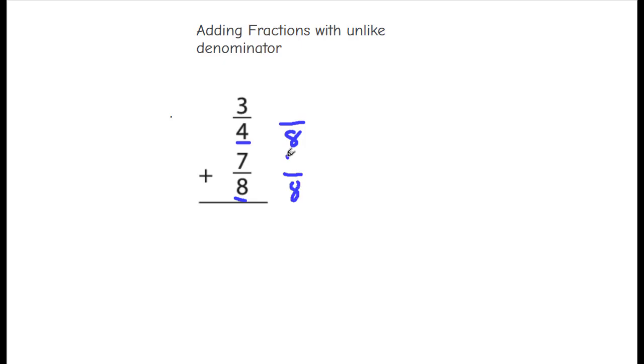This fraction at the bottom stays the same because I did not change the denominator. The top one, I had to multiply it by 2 to get an 8. Whatever I do to the bottom, I have to do to the top. And that's a 6, and 6 plus 7 is 13 over 8.